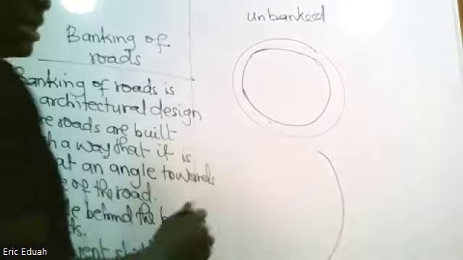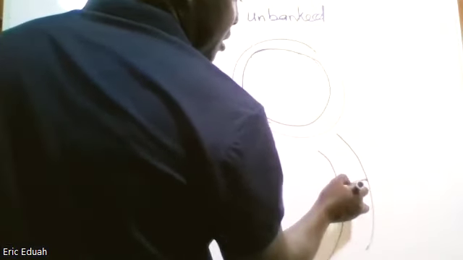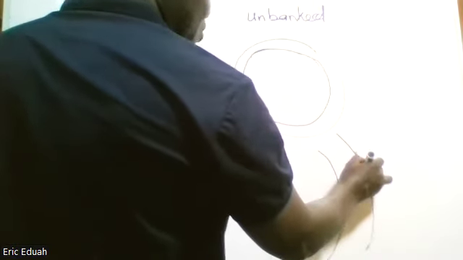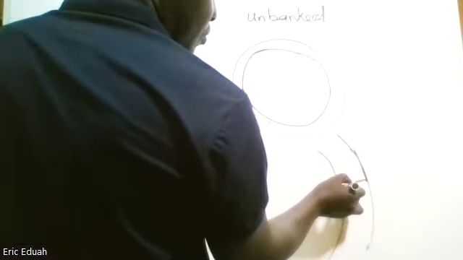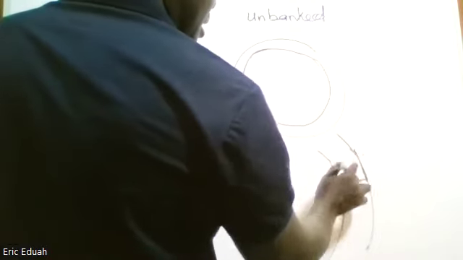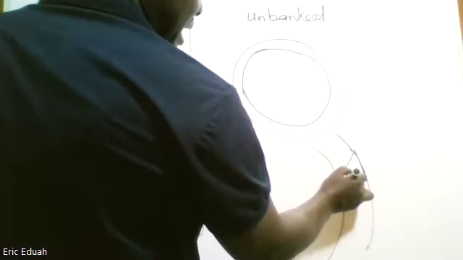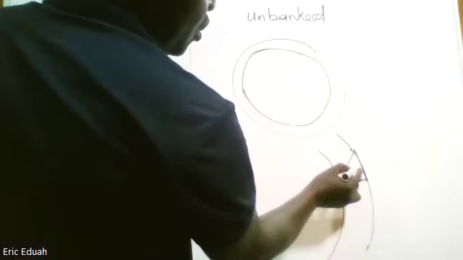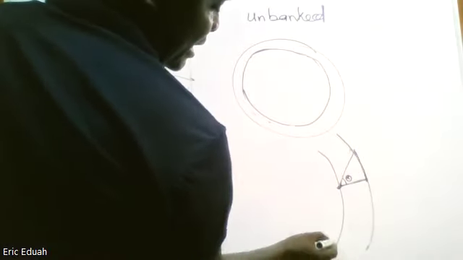I'm just drawing the outer edge. The road is built in such a way that the upper end of the road is raised. So this side is raised and tilted towards a certain angle, theta, towards the center. So the curvy road is like this.